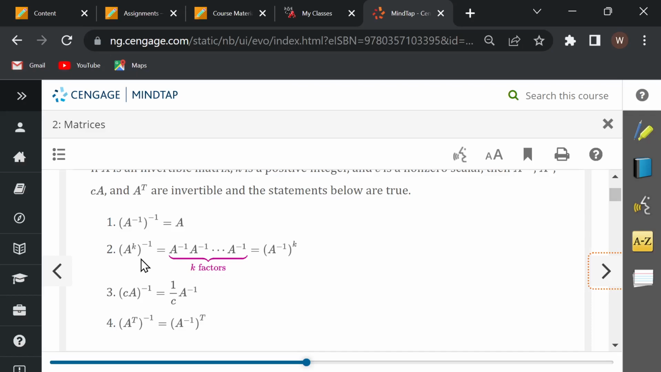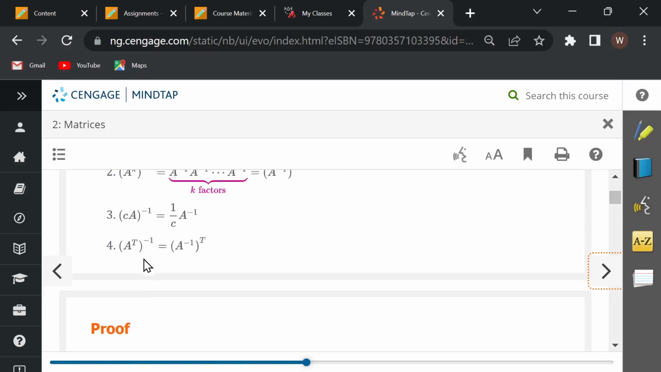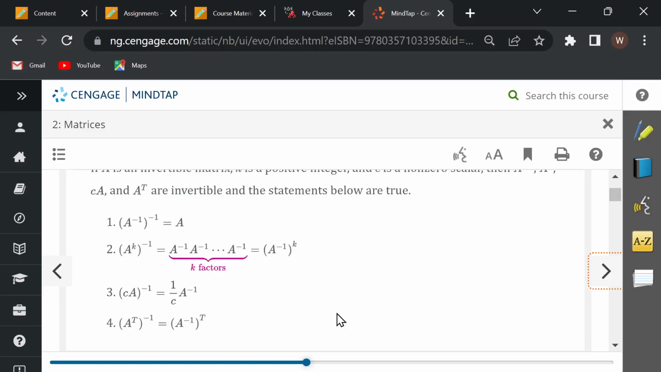So, how do inverses work algebraically? The first property is the inverse of the inverse is the original matrix. The inverse of a product is the product of the inverses, in reverse order. This is just like what we learned for algebra of real numbers. The inverse of a scalar multiple of a matrix is the multiplicative inverse of the scalar times A inverse, which means that C can't be 0. But that makes sense, because 0 times a matrix multiplies every element of the matrix by 0 and you end up with the 0 matrix.